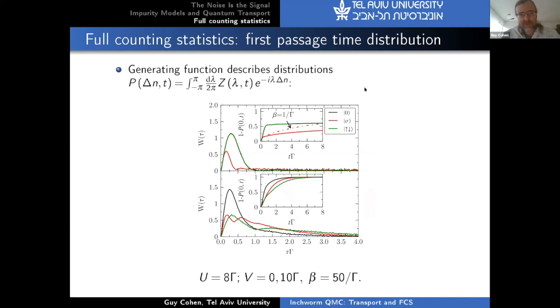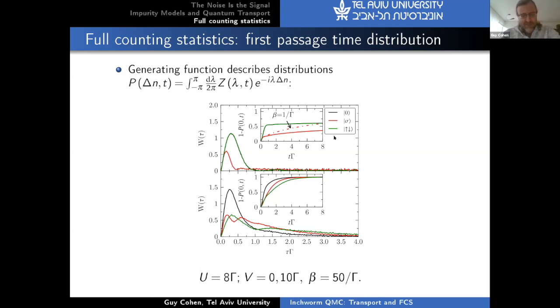So here's an example where we take the zeroth Fourier component, p0. This is one minus p0 as a function of time in the inset, and the big plots are time derivatives of that, which is called the first passage time distribution. On top, we have an equilibrium case.